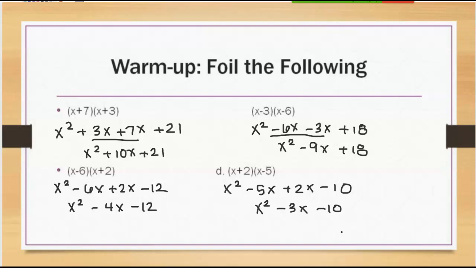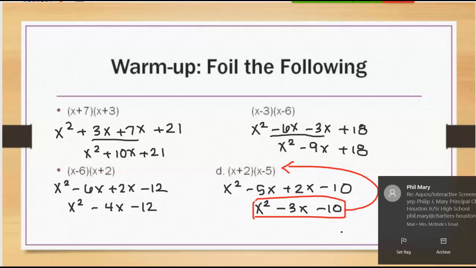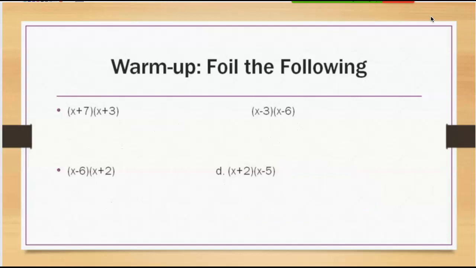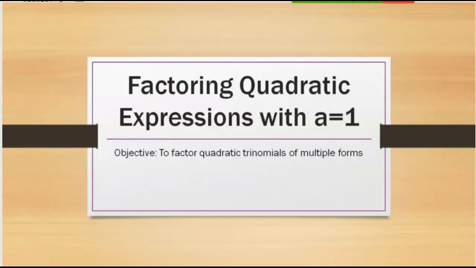So we are going to be working in reverse. Today we're going to be given the problems as x squared minus 3x minus 10, and we're going to factor them so they look like x plus 2, x minus 5. So we are working today on factoring quadratic expressions with a values equal to 1. Our goal is to factor these from trinomials into binomials.